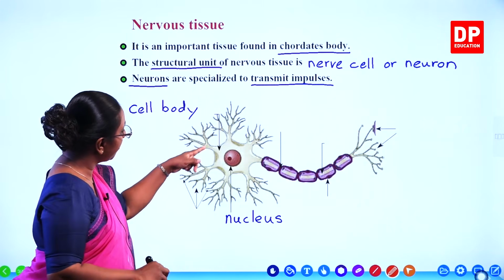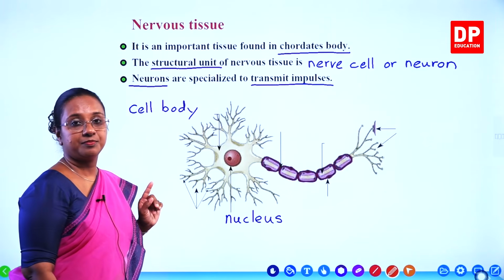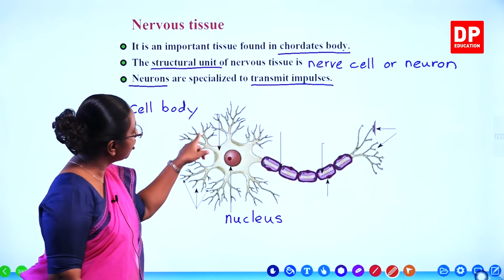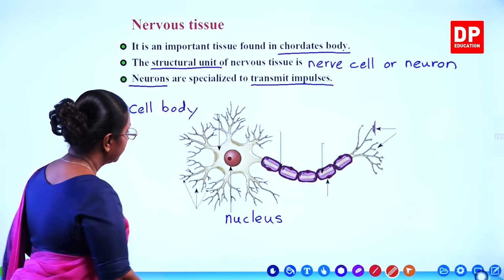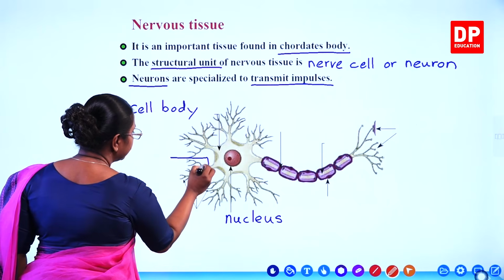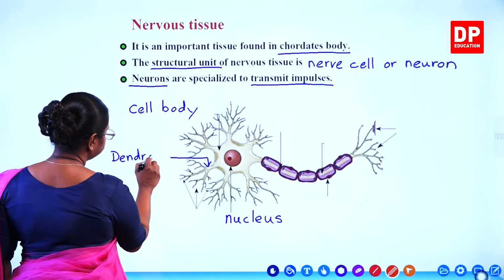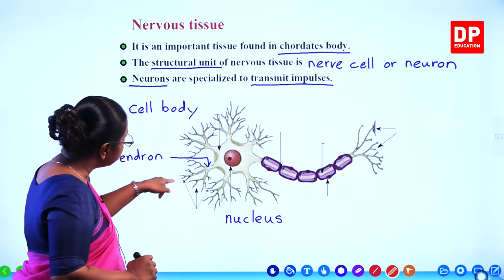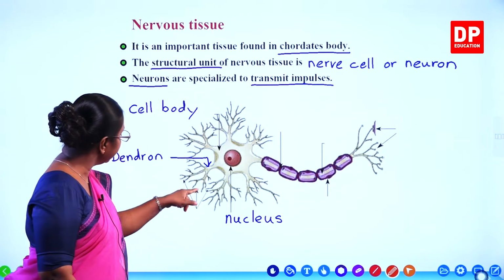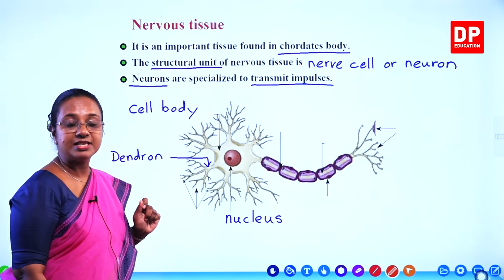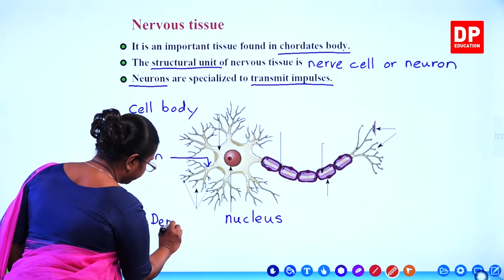You can see from the cell body different nerve fibers generate. In this, the short fibers which are branched are called the dendrons. So I will have to mark the dendron here. These are known as dendrons. And the endings, the branches end at these points, and the endings of the dendron are known as dendrites. So these are the dendrites.